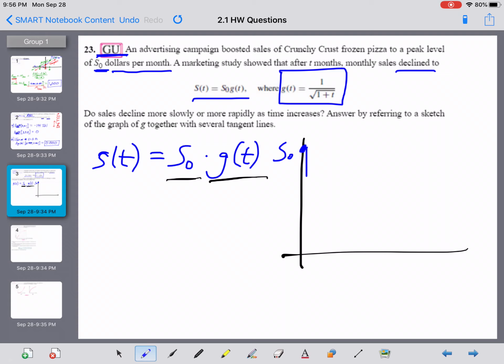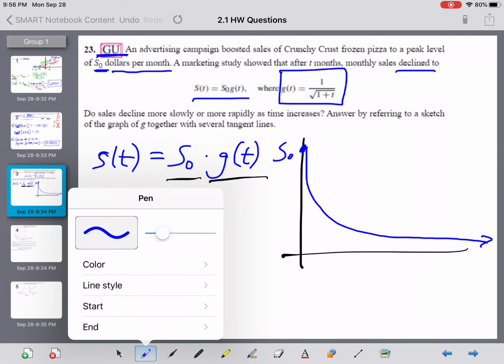And then it looks like this graph is going to do something like this. And given the fact that it looks like this thing has a horizontal asymptote here at the x-axis, that implies that our sales are never going to completely drop to 0, but they're certainly going to approach 0. So that's what I think they really wanted us to do here.